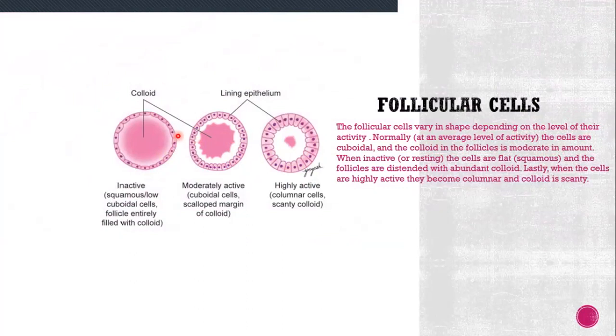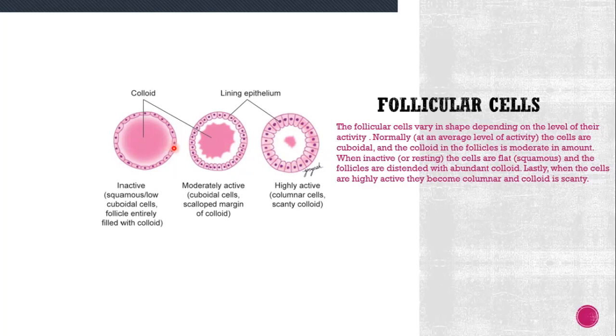But when inactive, these follicular cells are squamous or flattened, and the amount of colloid is very high. Then when highly active, the follicular cells become columnar, and the colloid becomes very scanty. Please remember the stages of the activity of the thyroid gland based on the shape of the follicular cells.